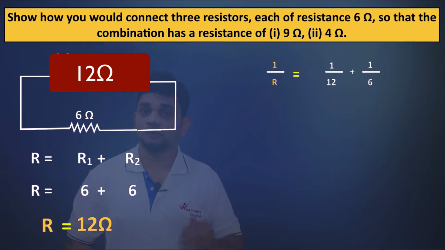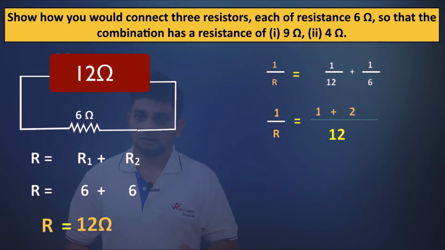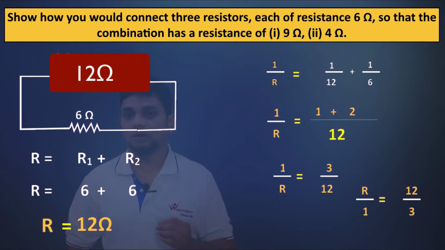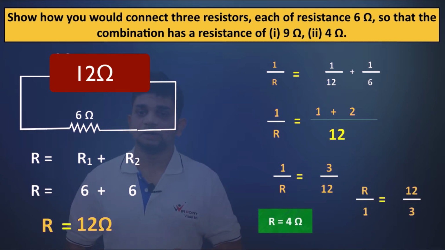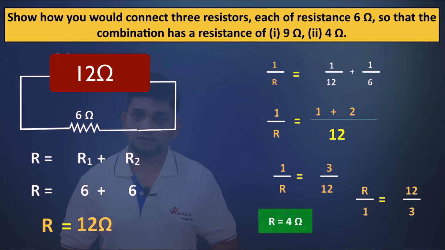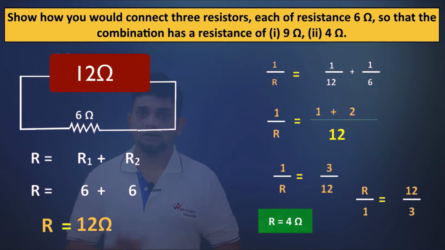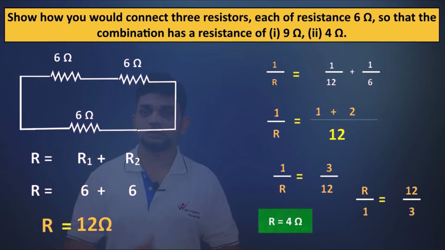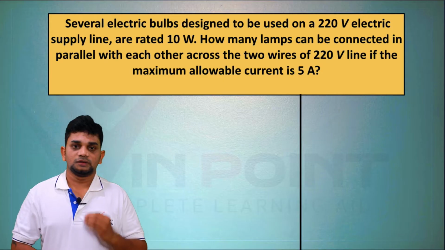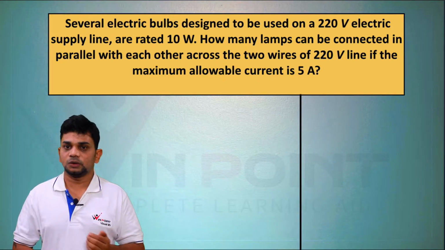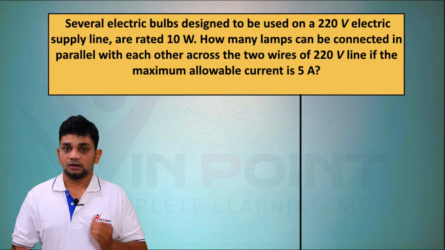Then what will be the equation? If it is parallel, the equation is 1 by R equal to 1 by 12 plus 1 by 6, which is 1 by R equal to 1 plus 2 by 12. The denominator is 12. Then it will be 1 by R equal to 3 by 12. 1 plus 2 is 3. R by 1 is equal to 12 by 3. We take the reciprocal. It is 4 ohm. Now we got the second resistance also, 4 ohm. If we connect 2 resistors in series and 1 resistor parallel to this series connection, then we will get 4 ohm resistance.